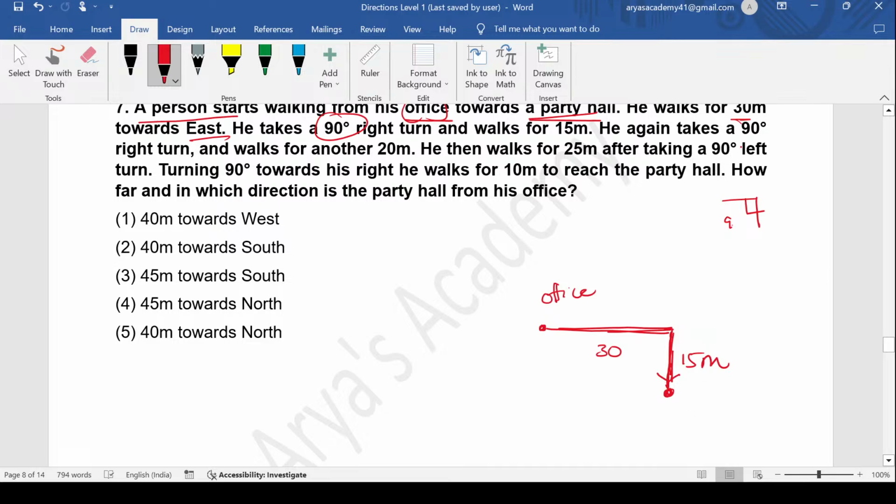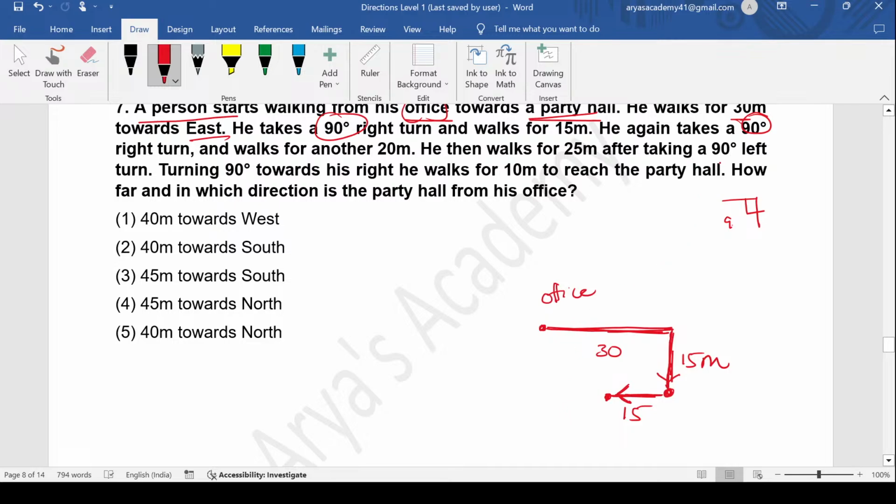Now he again takes another 90, again right. So if he takes right, he will go this way and walks for 15 again. This is actually a total of 30. If he walks for 15, he'll be somewhere in the middle. He has gone for 15. Now he is here, and this is his direction, that is towards west.